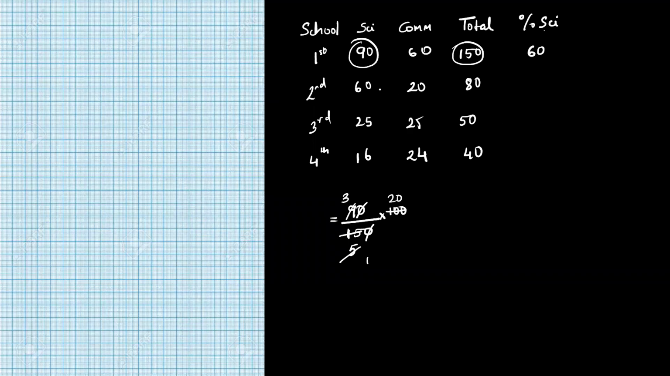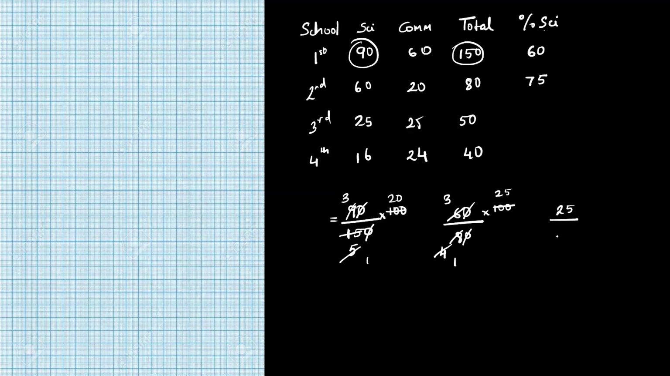Same, let's do for each one. So the second one, it will be 60 upon 80 into 100. First cancel out the zeros. Then 2 3s are 6. And 2 4s are 8. Then 4 1s are 4. And 4 5s are 100. And then 25 into 3 is 75. 75%.